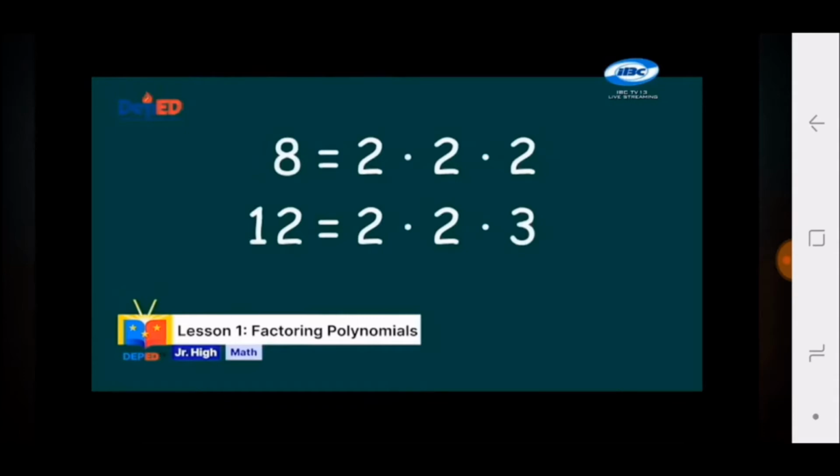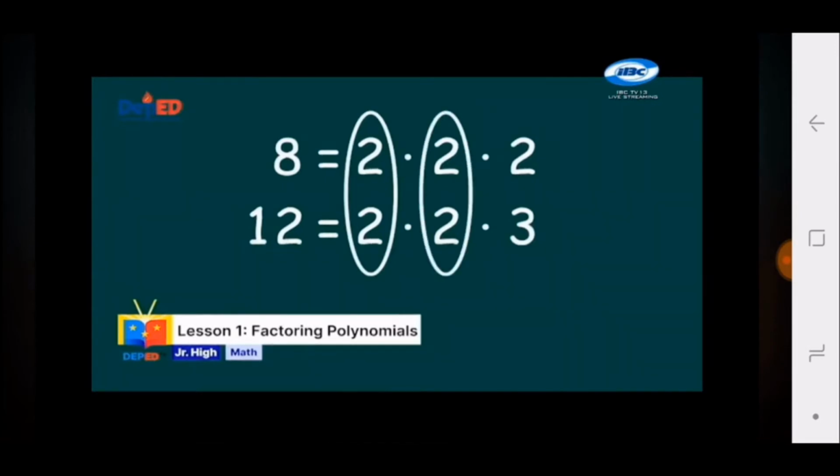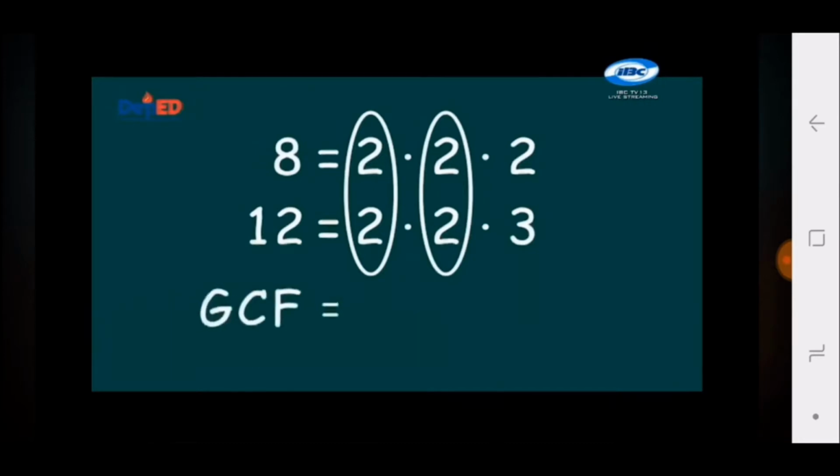Next is we identify common prime factors of the given numbers. We can show them by encircling the common factors by pairs. Last is to multiply the common factors. So what is the greatest common factor of 8 and 12? The greatest common factor is 4, which is the product of the common factors 2 times 2.